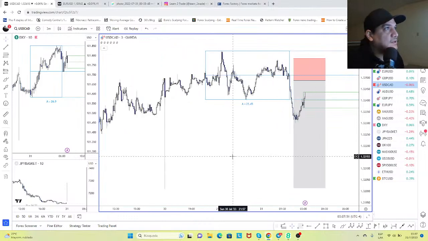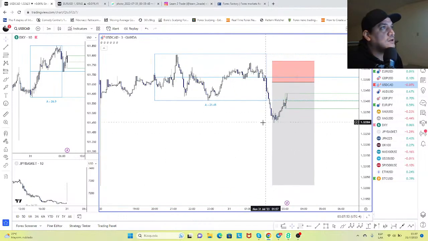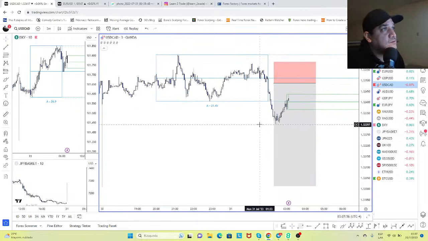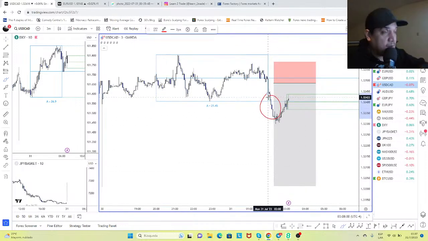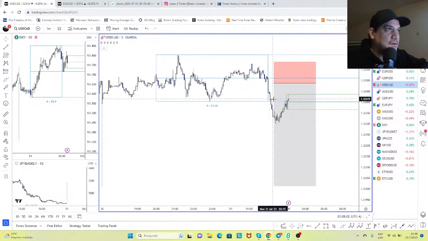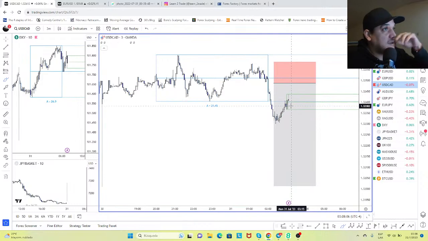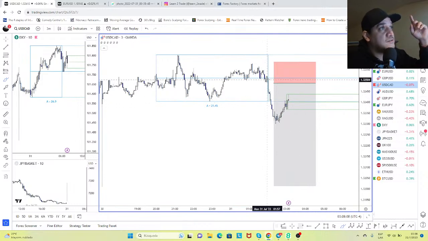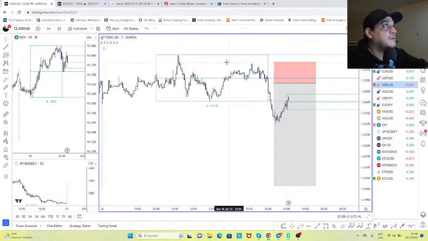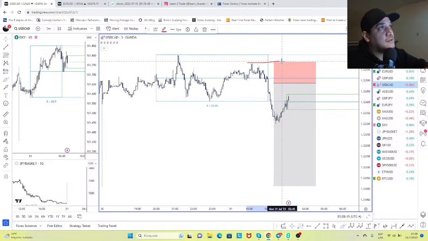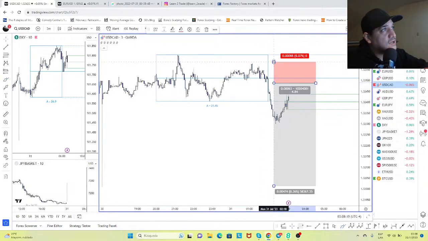First trade of the week, the US dollar, Canadian dollar shorts, risking 0.25% on this one. Clear break of the lows at the Asian session. I'm expecting a pullback towards this inefficiency in the market right here to get triggered, right? My stop losses are above these highs, quite an aggressive stop loss.